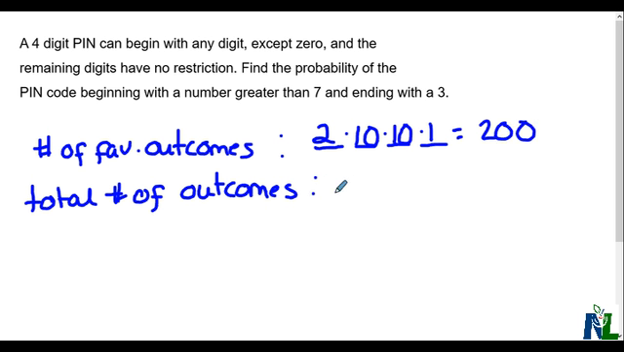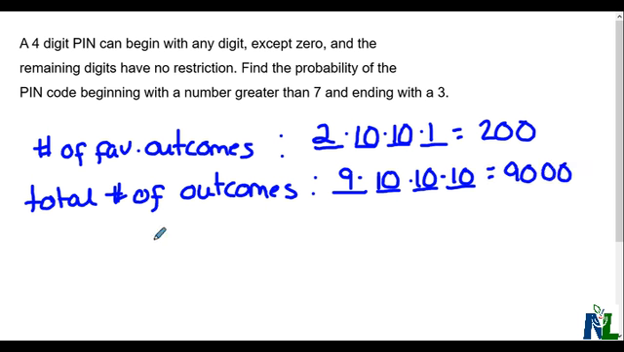Now for the total number of outcomes. How many total pin numbers are there? Well, it says that the first number can begin with any digit except 0. So that means I have 9 choices for this. Well, the remaining digits can be any of the other 10 digits that we have. So 10, 10, and 10. So it's a total of 9,000 pin numbers available. So in terms of probability, I'm going to divide my favorable by my total and reduce that to 2 over 90.